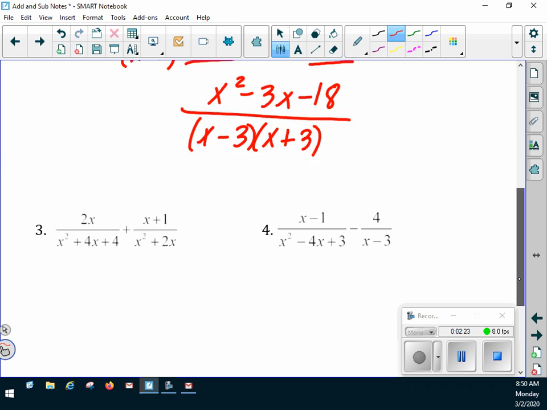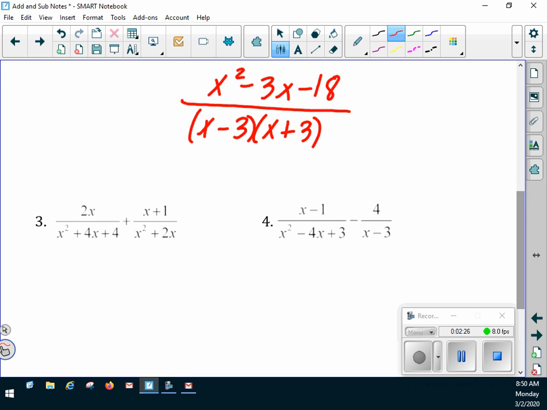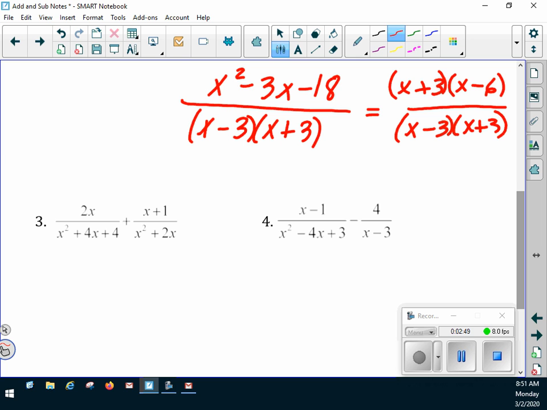And then the question is, am I finished? We want to see, now that we've added or subtracted them, is there anything else that can be done? Good. I can factor that numerator. How do you factor that numerator? Yep. And the denominator is x minus 3 times x plus 3. And we say, oh, x plus 3's will factor out. So the answer to this is x minus 6 over x minus 3. We good? All right, so let's go to number 3.